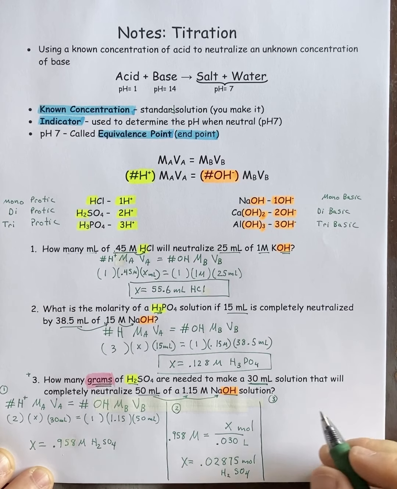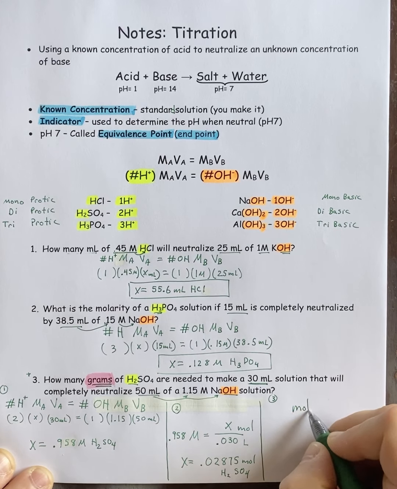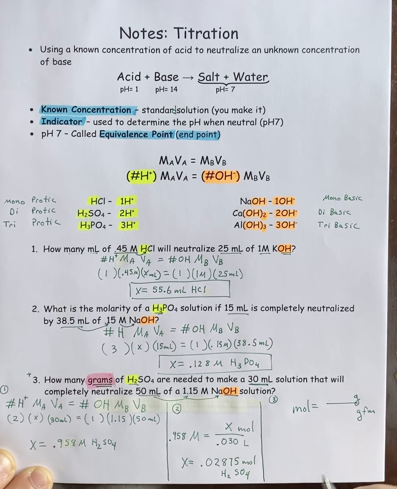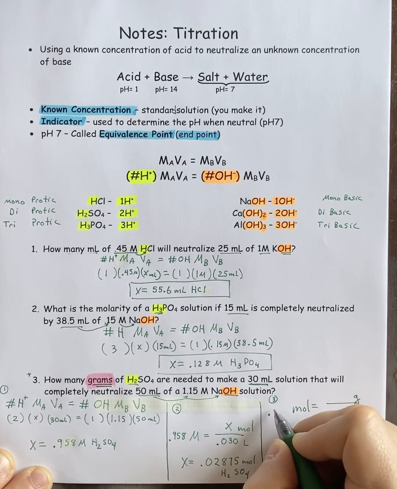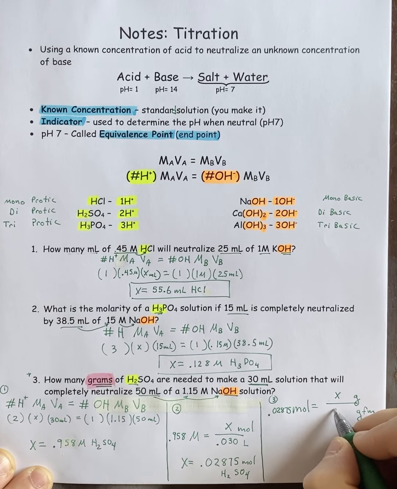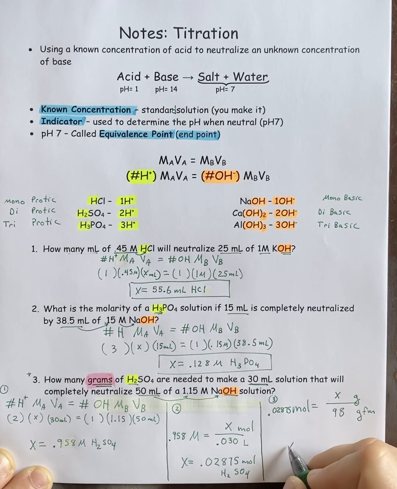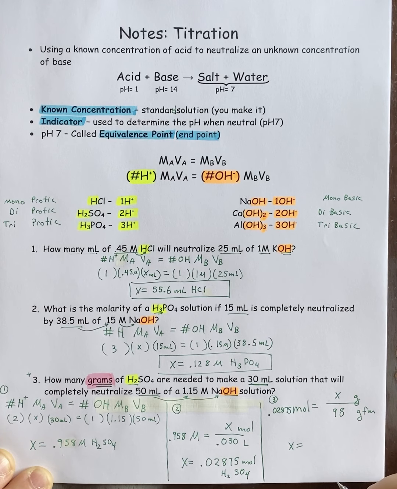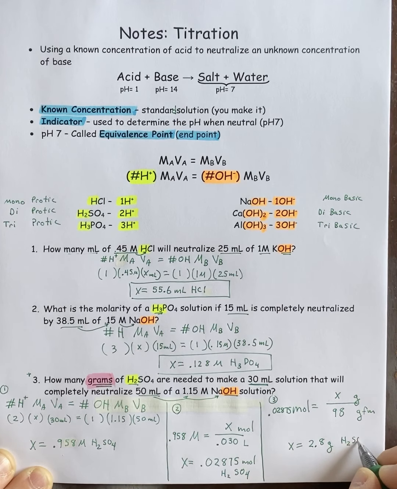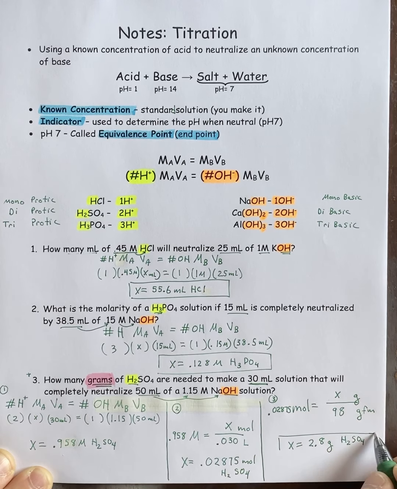Final step would be the mole formula. I have that many moles. I want grams. My GFM is 98. Solve for that, and I get 2.8 grams of H2SO4, and that's my final answer.